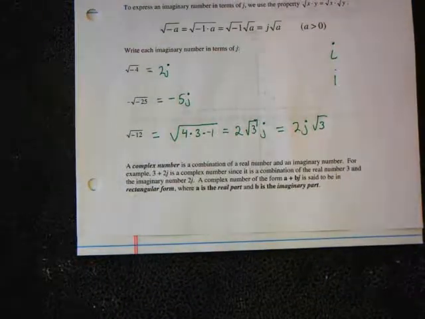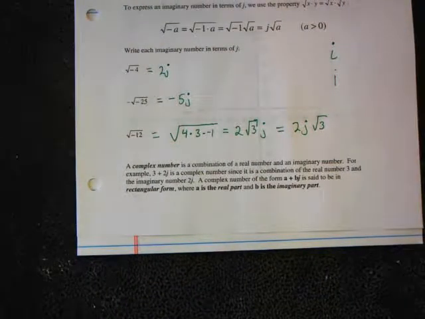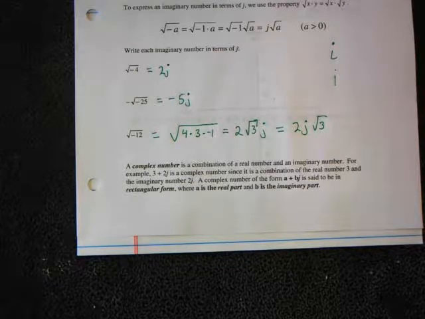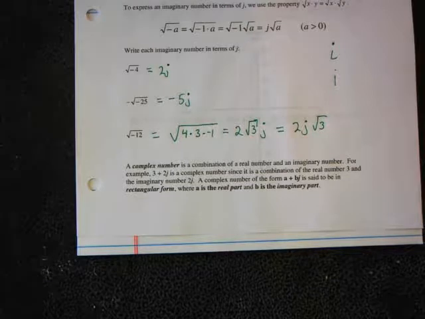A complex number is a combination of a real number and an imaginary number. For example, 3 plus 2j is a complex number, since it is a combination of the real number 3 and the imaginary 2j. A complex number in the form a plus bj is said to be in rectangular form, where a is the real part and b is the imaginary part.